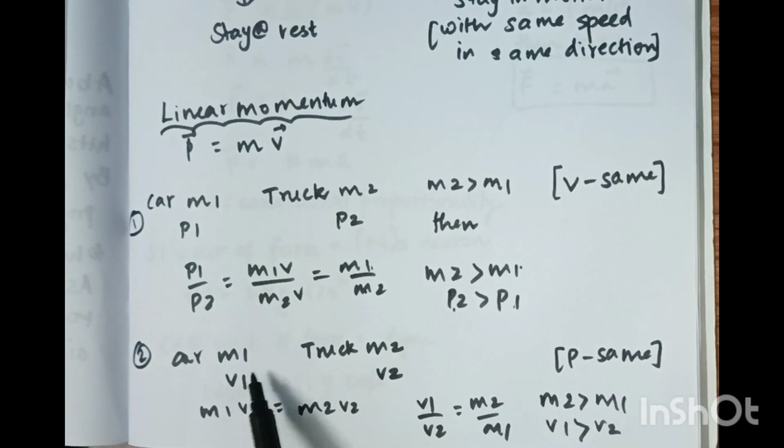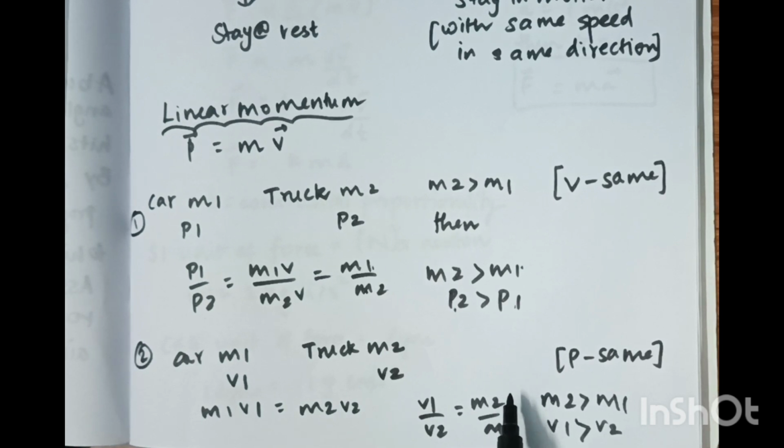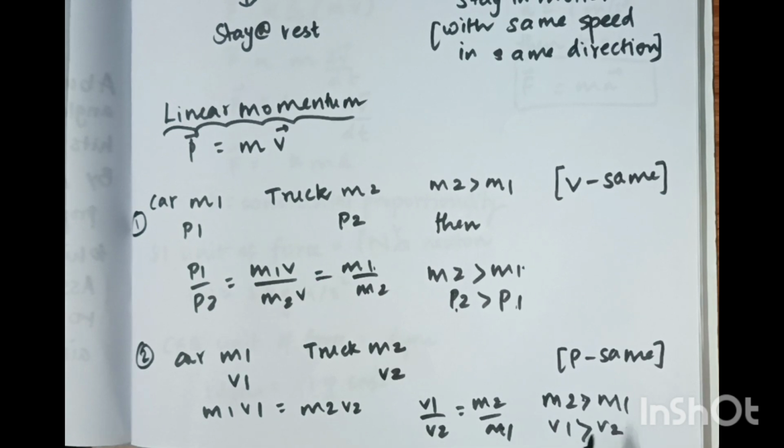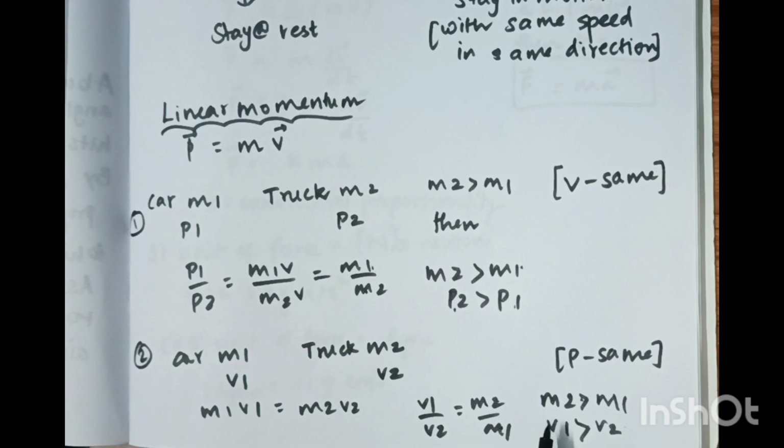So if their linear momentum is the same but they are moving with v1 and v2, then we can write m1 v1 equals m2 v2 because their linear momentums are the same. So v1 by v2 equals m2 by m1. And we know m2 is greater than m1. If m2 is greater than m1, then we can write v1 is greater than v2. From this what can we say? A heavier body has smaller velocity. If the body is heavier, then it has smaller velocity than a lighter body having the same linear momentum.